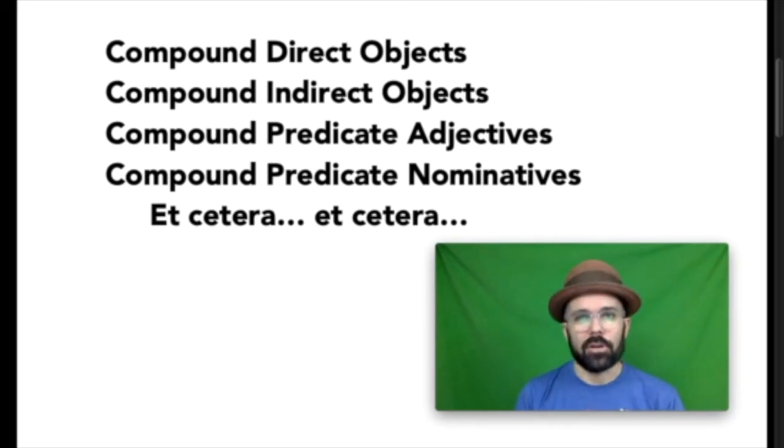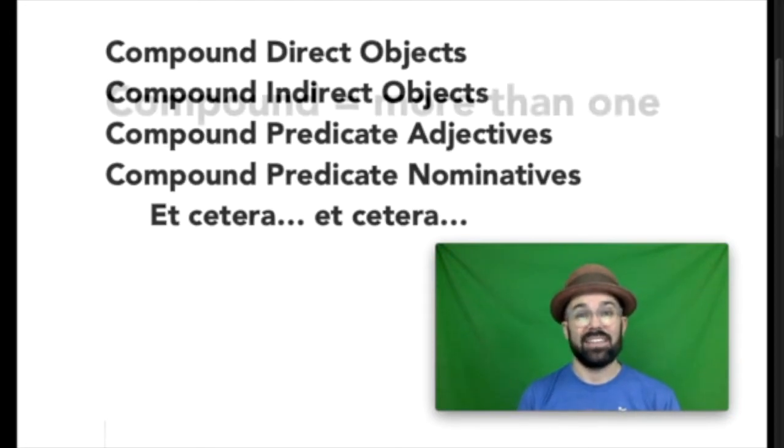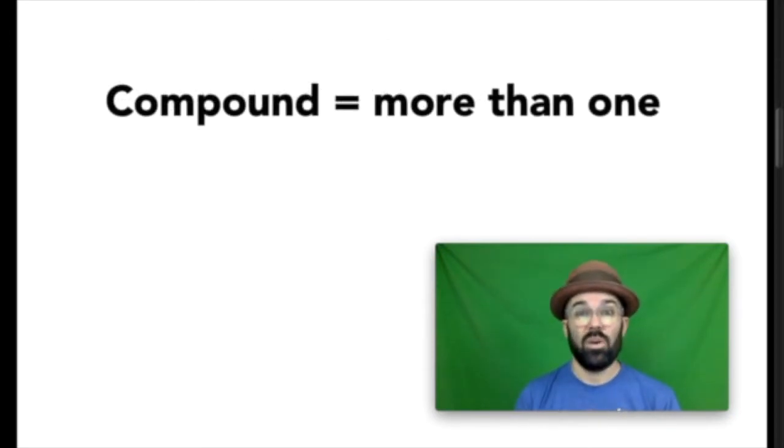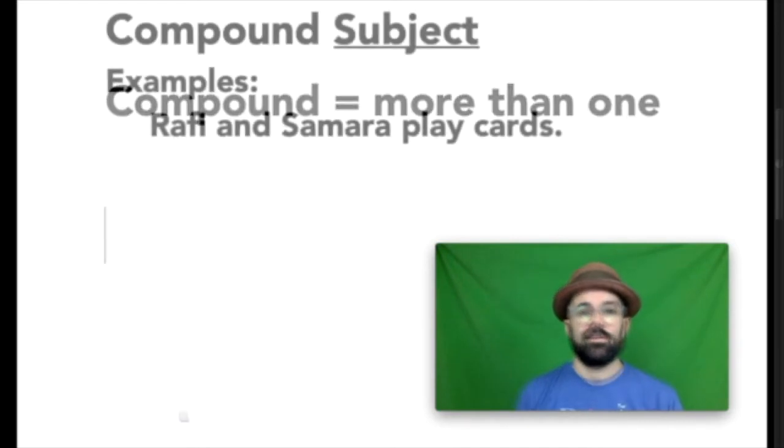But remember that compounds are very simple. All compounds in grammar means is more than one. If you have a compound subject, it means you have more than one subject. If you have a compound verb, it means you have more than one verb, so on and so forth. Let's take a look at some examples.